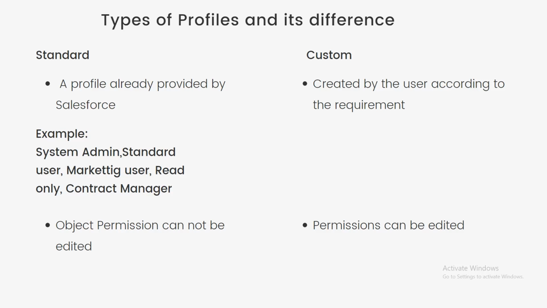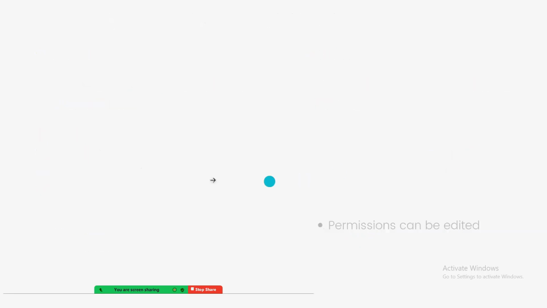Now examples of standard profile. So yes, you can take some names as system admin, standard user, marketing user, contract manager, read only, etc. So now, as I said, object permission cannot be edited. Here we cannot edit the permissions already given, but with the custom we can edit the permissions according to our use, right?